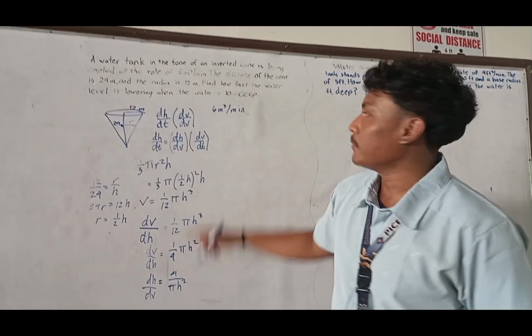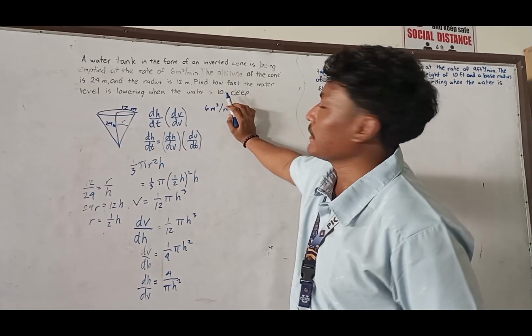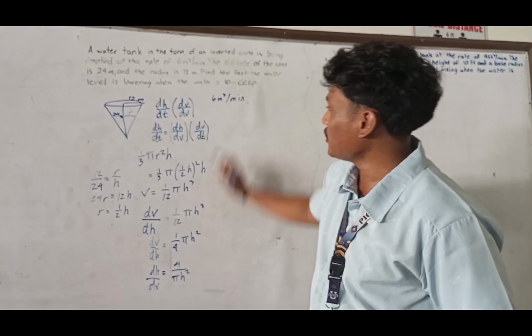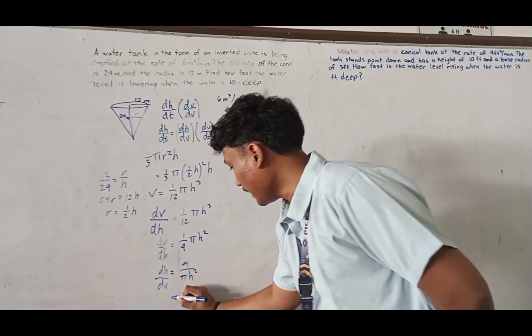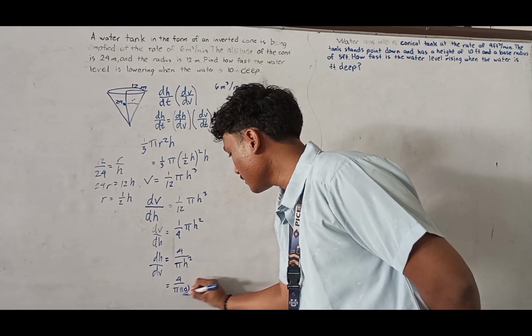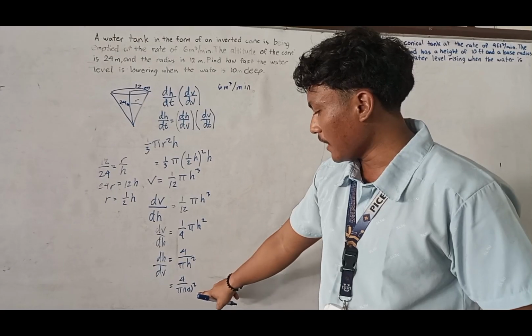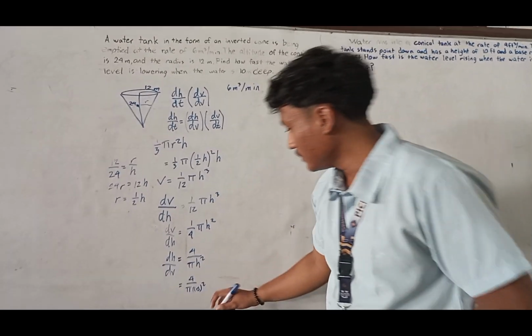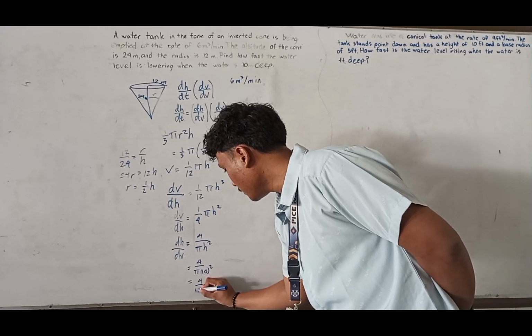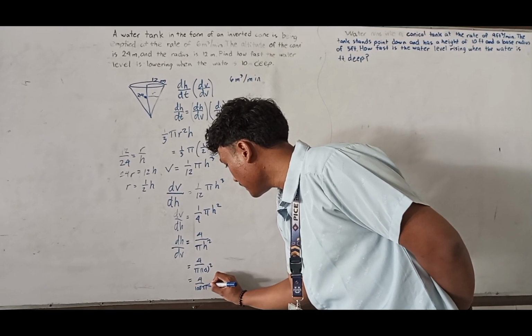Now, from the problem, we are given 10 meters deep for the height. So we substitute the h. We can now get 4 over pi times 10 squared. 10 times 10 is just 100. So 4 over 100 pi.